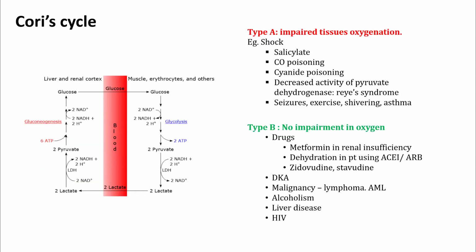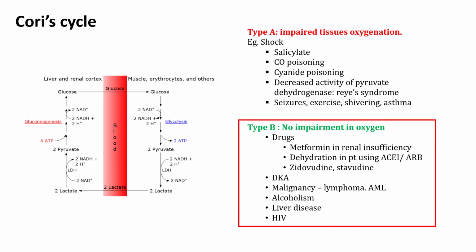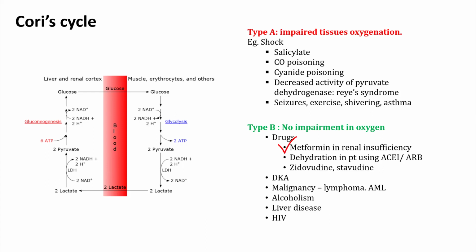Lactate is the most common ion that gives you an anion gap. Most of us know that lactate is produced by impaired tissue oxygenation, but multiple times you will have lactic acid formation even if there is no impairment in oxygen. For example, drugs like metformin, diabetic ketoacidosis, malignancies, alcoholism, liver disease, etc.